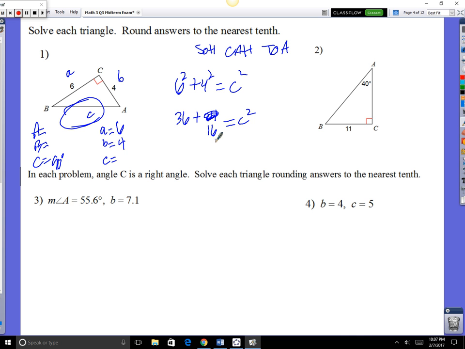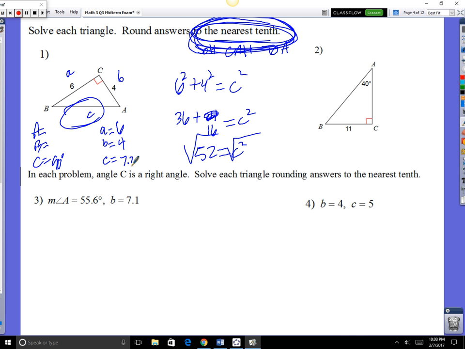So now 36 plus 36 is 52 equals c squared. So square root, square root. Now square root of 52, if we punch it in, is not a perfect square, but that's okay. They'll take decimals. So all these are going to be crappy square roots, which is no good. But if we change it to a decimal, that's not bad. So to the nearest tenth, the square root of 52, we just found little c is 7.2.